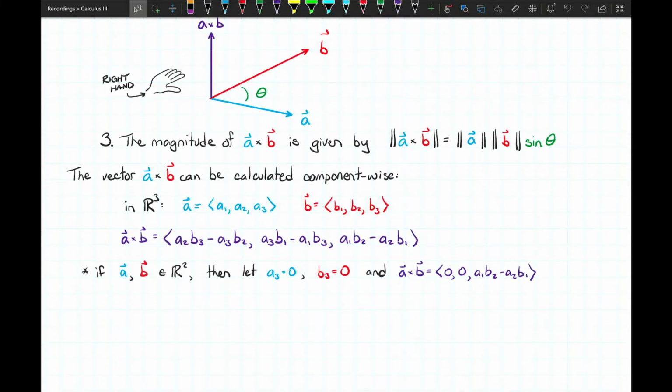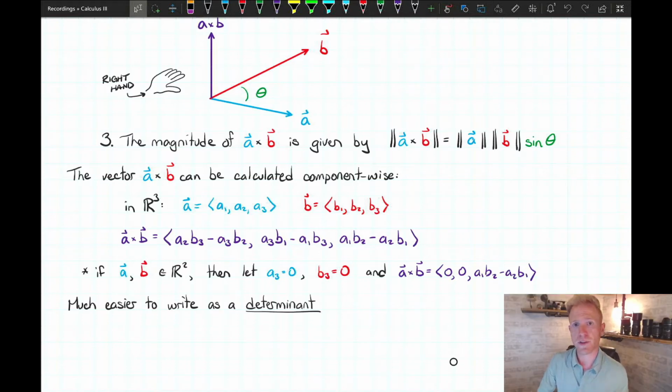Now, it's actually a lot easier to calculate the cross product using what we call a determinant rather than memorizing this formula. Now, a determinant is something that you learn in a course on matrix algebra. And if you've taken a course like that, then you'll already be familiar with the determinant, and you know it's pretty quick to calculate.